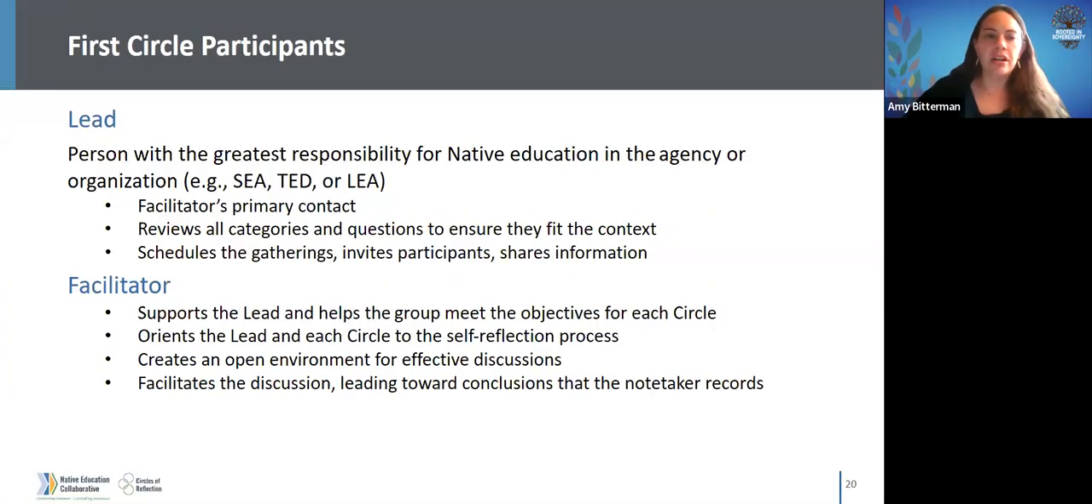Okay. So getting a little bit more into each of the individual circles. The first circle, I would say there are 2 primary roles, ones that have the biggest role in some ways in this whole process, not just in the first circle. One is the person that we call the lead. That's the person who has the greatest responsibility within that organization or agency for Native education. So when we've done this with state education agencies, it's typically been the director of Indian education within the SEA. And then that person is the one who's trying to get the buy-in from the state to actually move forward and do this work, but also inviting and reaching out to the other participants who would be joining in the 2nd and 3rd circle.